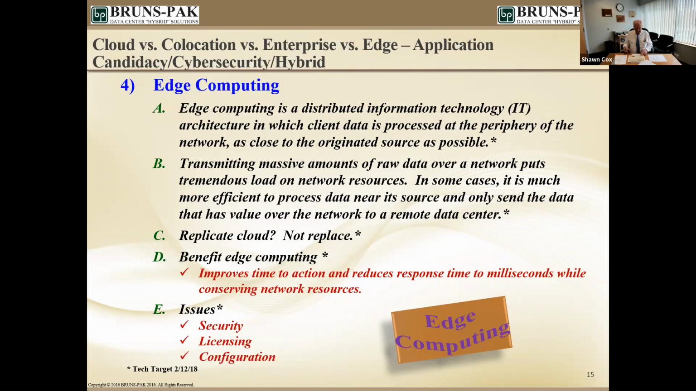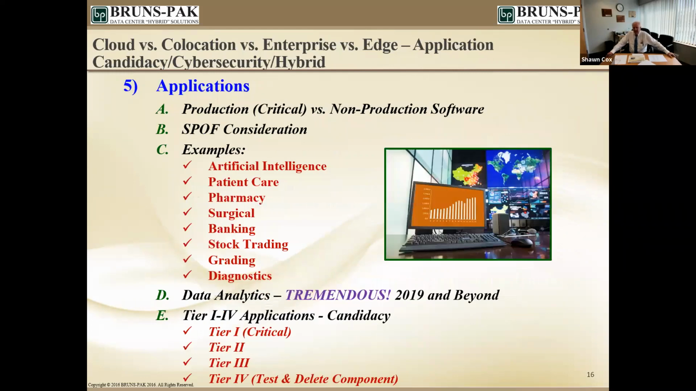As you can see, the benefits of edge computing improve the time to action and reduce response time to milliseconds. By the way, think about the cost metric: issues, security, licensing, and configuration. Let's talk about applications. It depends on production versus non-production software, in essence. The bottom line is it's a single point of failure consideration. Examples: think about your data, tier 1 to 4. If there's an impact, what does that mean?